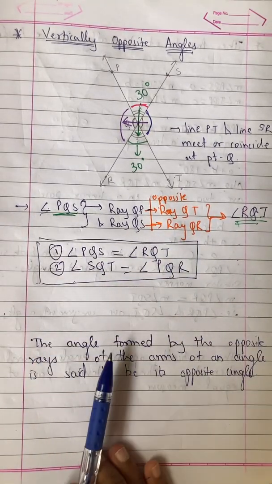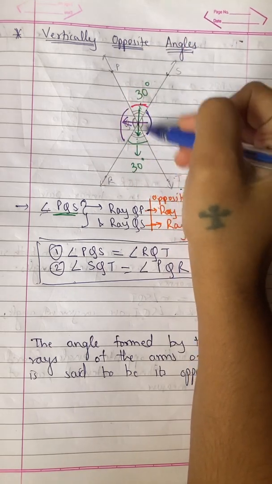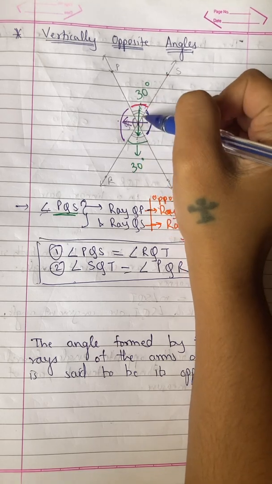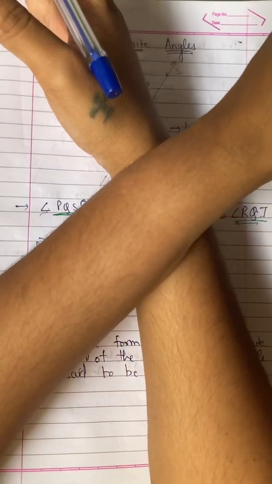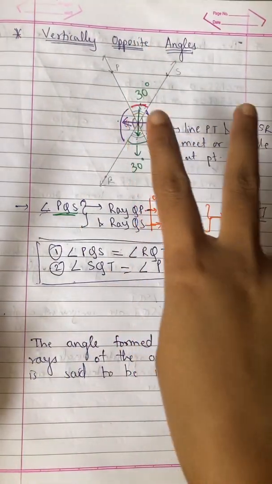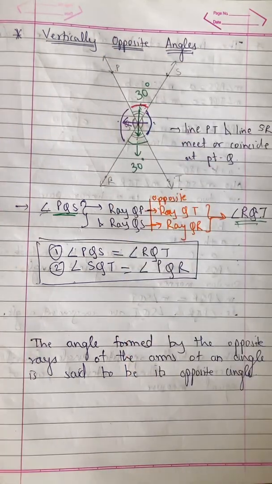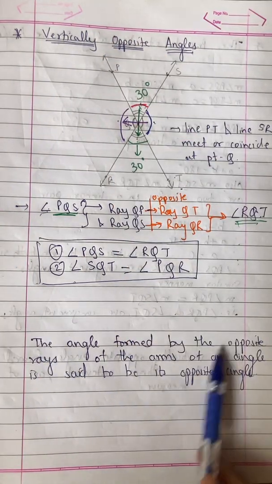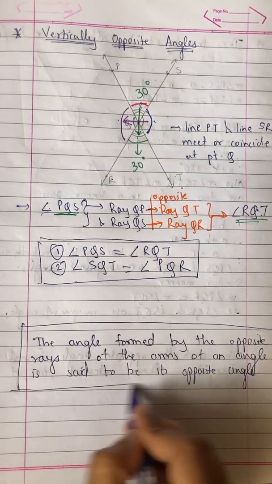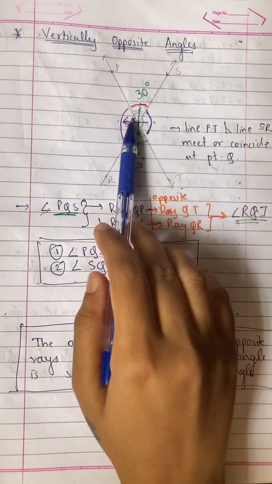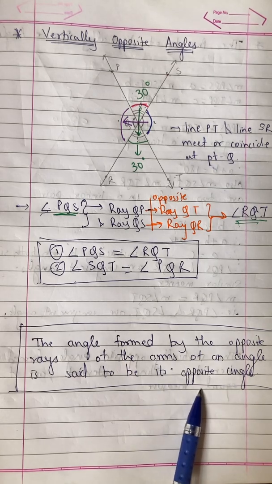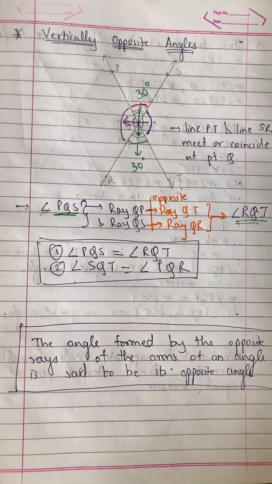Why they are equal, we are going to know that, but first you have to understand which are vertically opposite angles. So opposite to this angle is this, and opposite to this angle is this. So whenever two lines coincide at one point, there it forms two vertically opposite pairs of angles. One is this pair and another is this pair. Okay. So the angle formed by the opposite rays of the arms of an angle is said to be its opposite angle. So this is the definition. Here you have to understand. Once you understand here, there is no need to learn the definition. You just have to memorize the definition so that you can solve MCQs in the exam if they are asked.